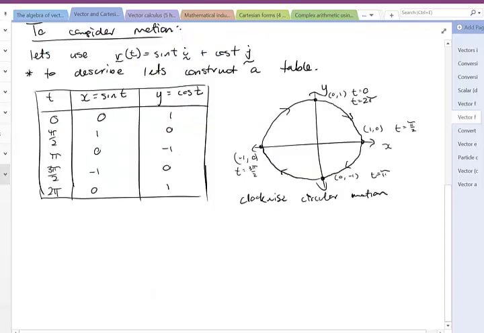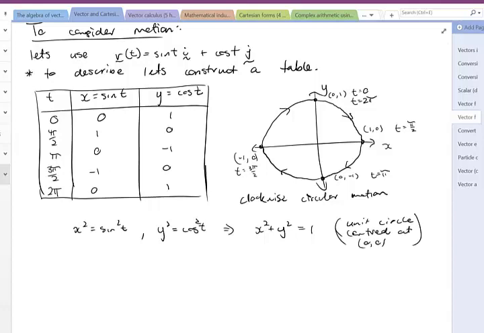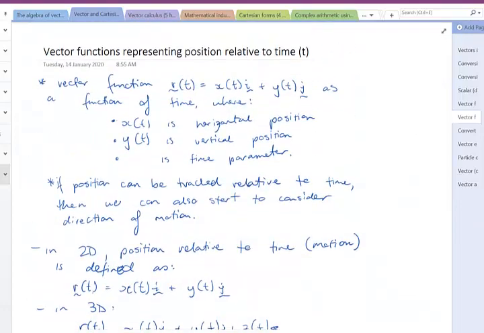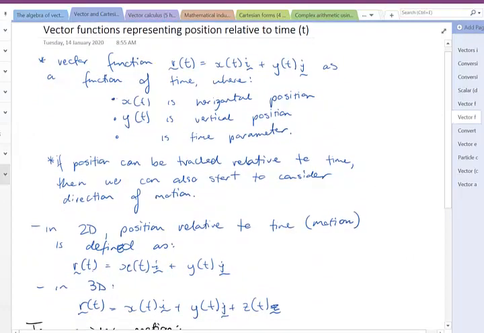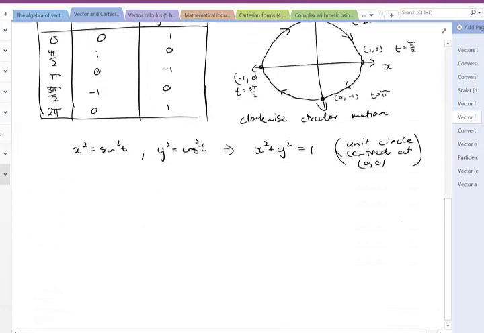We could have created a Cartesian equation for this as well. We could have said that x squared is sine squared t, y squared is cos squared t, and x squared plus y squared is sine squared plus cos squared, which is 1. We get the same thing: a unit circle centered at (0, 0). The only issue is that determining direction of motion is not possible when we're in a Cartesian form like that. So really that's our focus today: we're looking at any type of function relative to time, and now we'll look at a couple of examples.